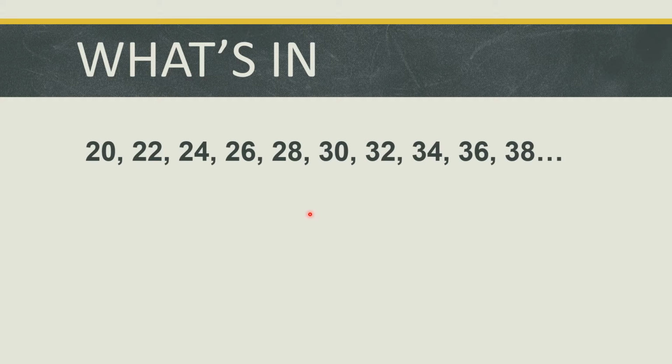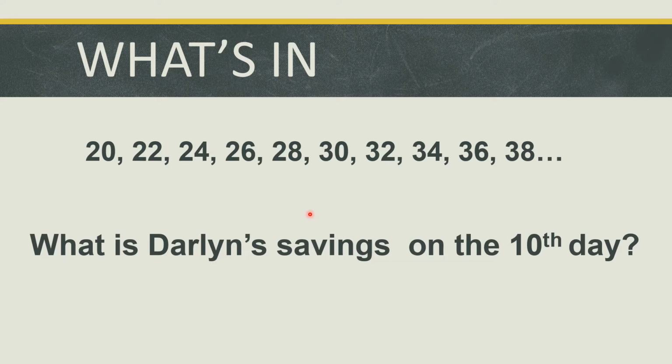Based on the sequence, what is Darlene's savings on the 10th day? Just by simply counting 1, 2, 3, 4, 5, 6, 7, 8, 9, 10, it means Darlene's savings on the 10th day is 38.